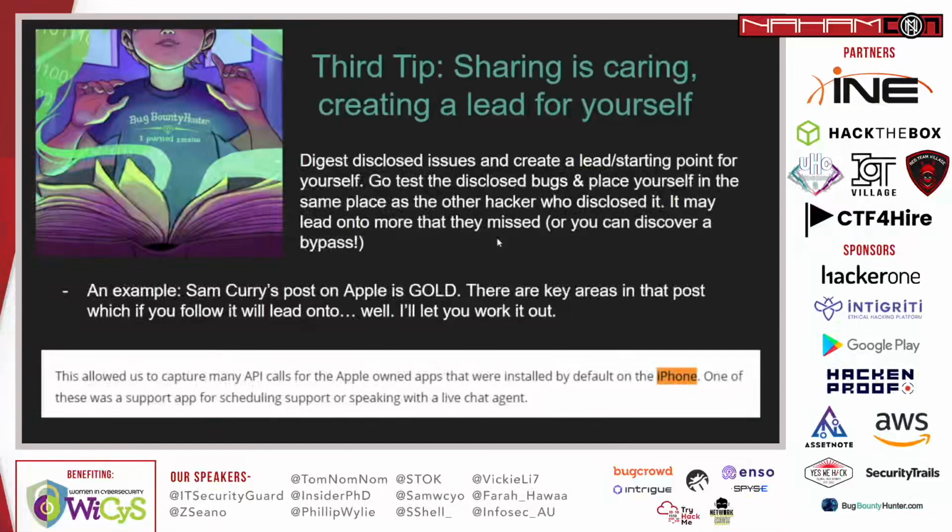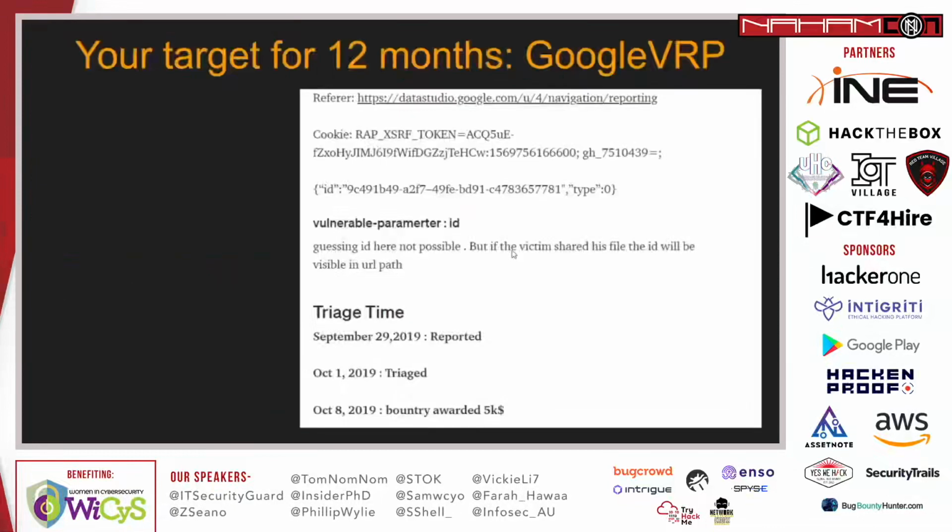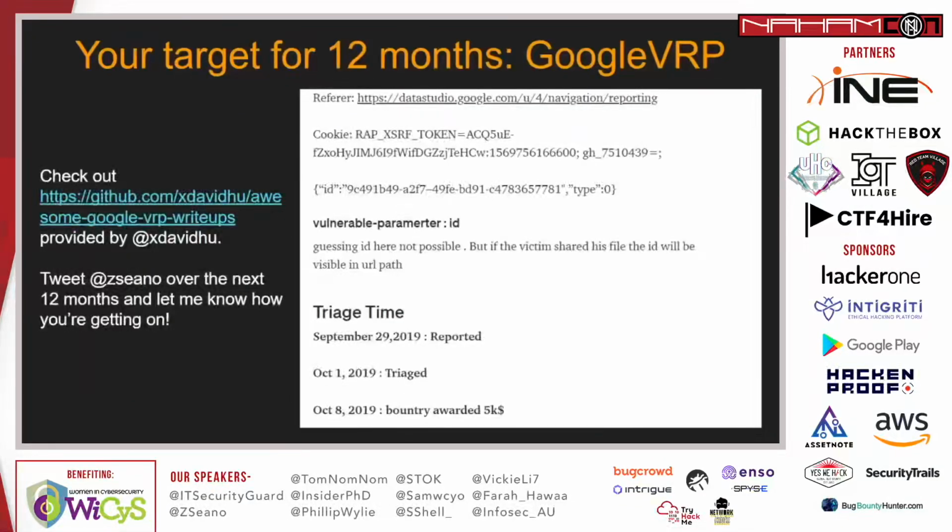So like I say, digesting the information: read it, find the parameters that were used, endpoints used, the bug type, where it was found, etc. So with that said, everyone, your target for the next 12 months is going to be Google VRP. If you all want to check out David Hughes's post on GitHub, huge shout out to him for creating this. And I want everyone to tweet me over the next 12 months and let me know how you're getting on. I'm going to run through what your tasks are, do not worry.